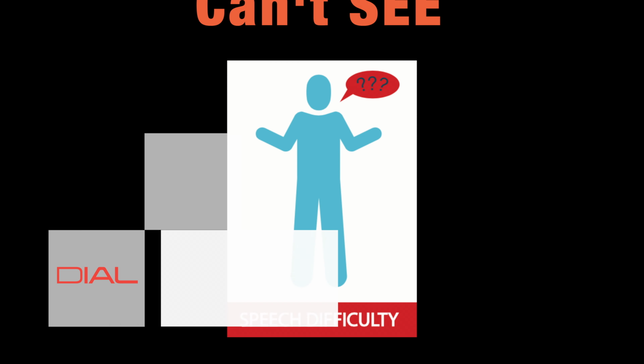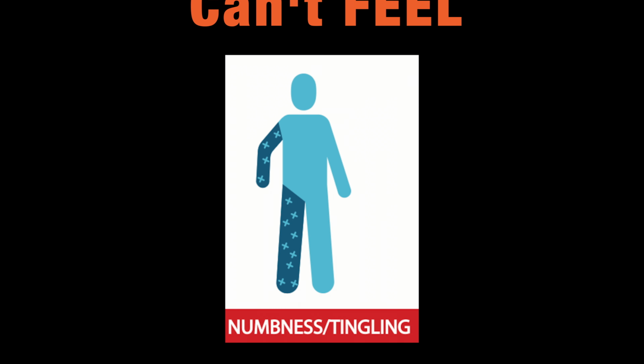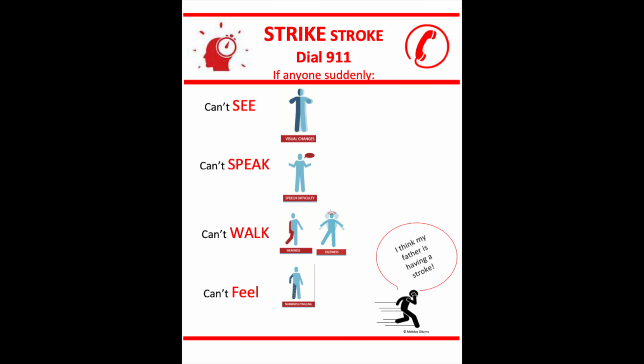And always remember to dial 911 if you or someone near you suddenly can't see, can't speak, can't walk, or can't feel. Let the operator know that you or someone near you might be having a stroke so that you or the individual near you can be transported to the nearby comprehensive or primary stroke center for rapid stroke analysis and tailored treatment.